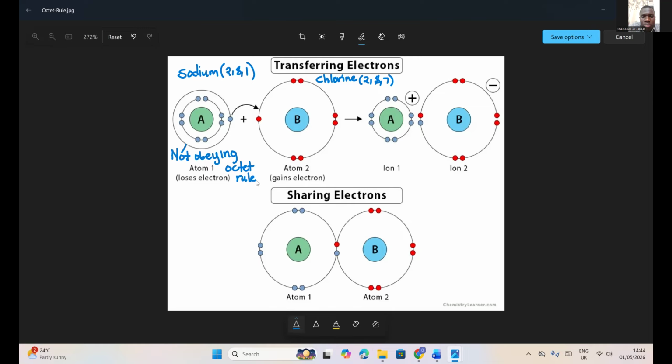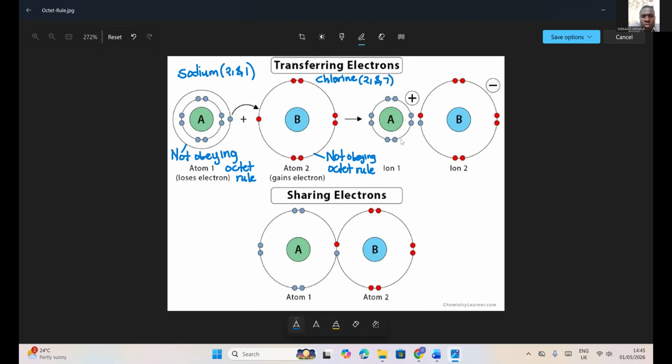Why? It is not having 8 electrons. Also, this shell is not obeying the octet rule. Therefore, they combine so that they can follow the octet rule. They undergo ionic bonding so that they can achieve the octet rule. That's why sodium loses its outermost electrons to form this.